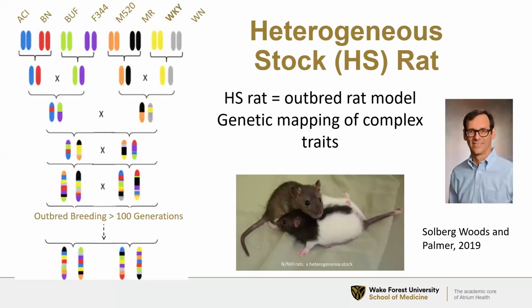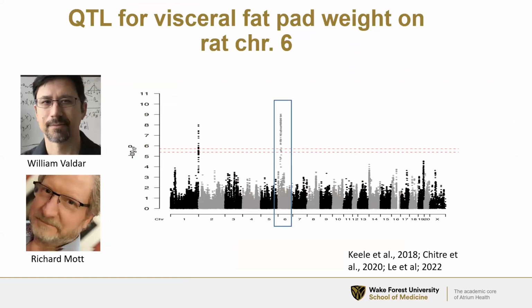So this is the outbred HS rat. I am not going to go into detail here, but a shout out to Abe Palmer, who has just been funded for a P30 for a Center on Genetic and Epigenetic Study of outbred rats. So they're great for genetic mapping, and that is what we have done. Okay, so for this study, the two statisticians that I have worked with, because I am not a statistician, are Will Valdar and Richard Mott.